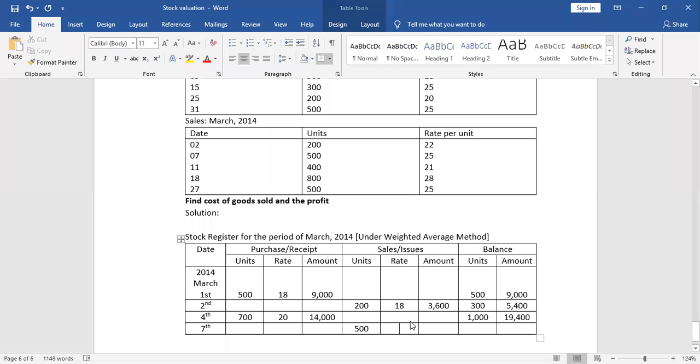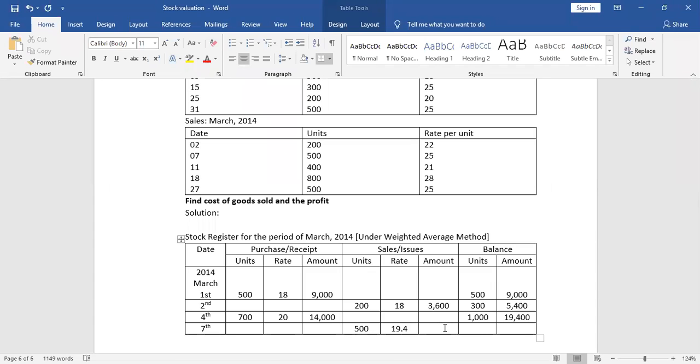So how much are you getting? 19,400 divide by 1000. You're getting 19.4, everyone. 19.4 or 19.40. If you want two decimals, write 4 and 40. It is the same. So multiply 500 into 19.4. How much are you getting?